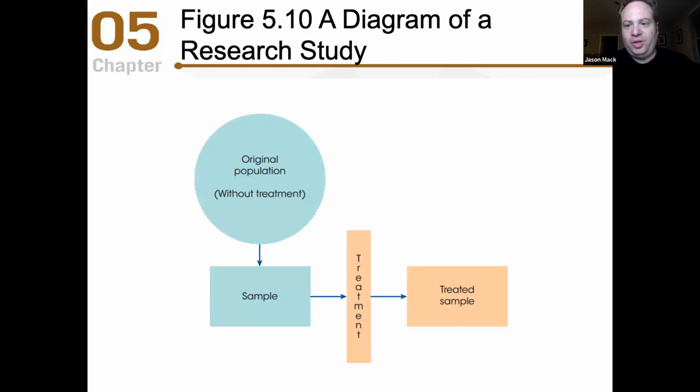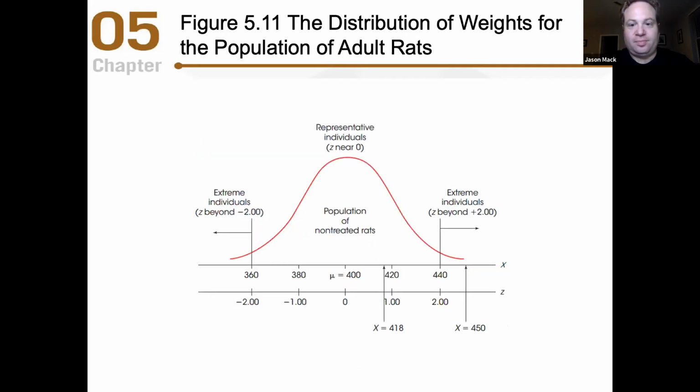This is a diagram of a research study. The goal of the study is to evaluate the effect of a treatment. A sample is selected from the population and the treatment is administered to the sample. If after treatment, the individuals in the sample are noticeably different from individuals in the original population, then we have evidence that the treatment does have an effect.